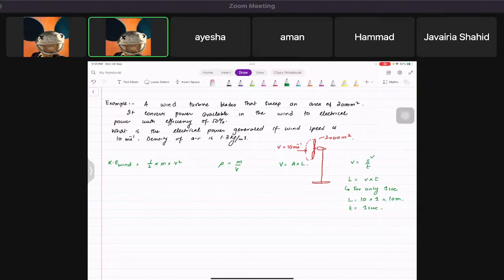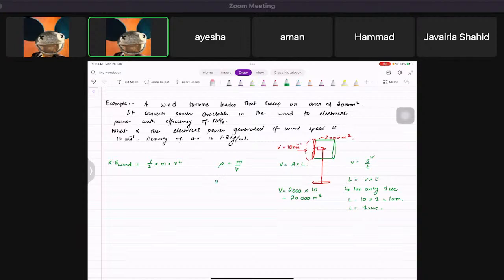So the volume, can I write volume as 2000 is the area. So how much volume of air passes in 1 second would be, if I multiply 10, 20,000 meter cube. Do you understand? So the volume of air that passes through in 1 second would be 20,000. Okay, now we can go back.